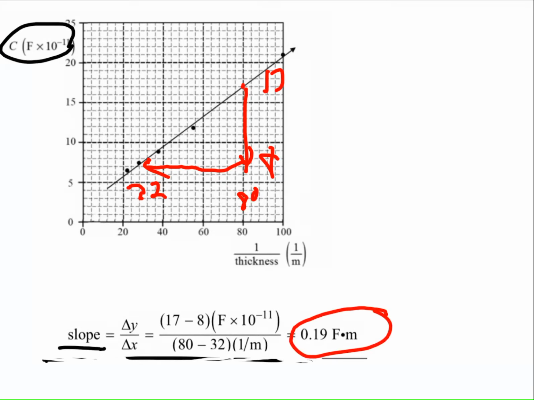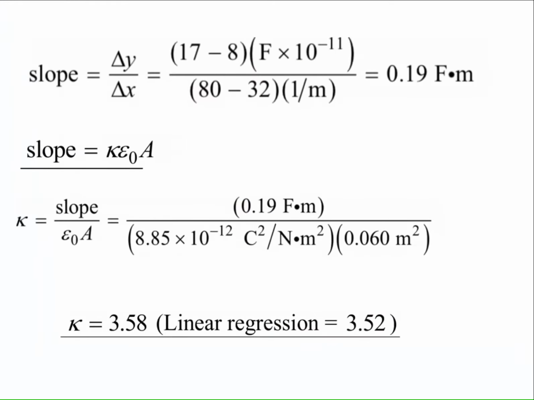And you end up with this thing, this 0.19, and the unit's wacky too. It's farad meter. Now, we all know that there's really no useful thing that's called a farad meter, but we're not done. We're looking for the slope, or we found the slope rather, but remember the slope is not our dielectric constant. Our slope is the dielectric constant times epsilon naught times A. So we're going to solve for kappa, the dielectric constant.